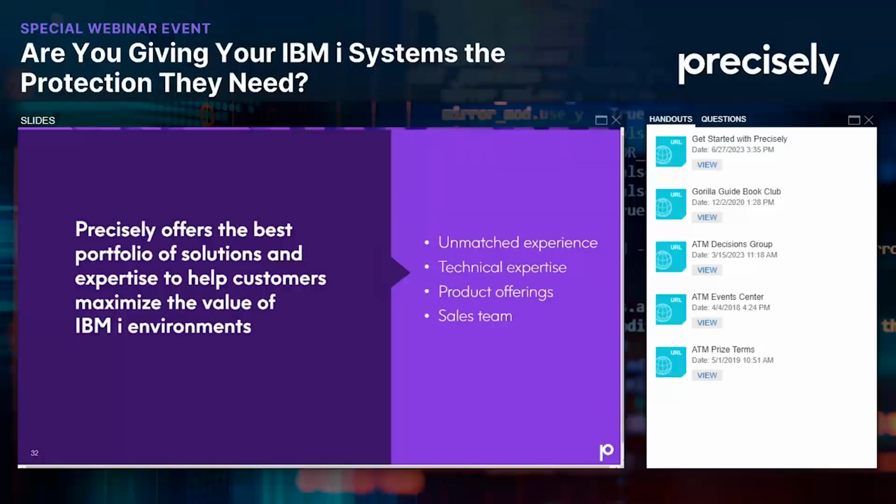So hopefully this conversation today gave you some new things to think about, maybe some new solutions to potentially evaluate. But at the end of the day, I just wanted to really highlight for everybody the importance of your IBM systems and making sure that you aren't forgetting about the fact that these systems are really, really critical, and you're giving them the protection that they do need.